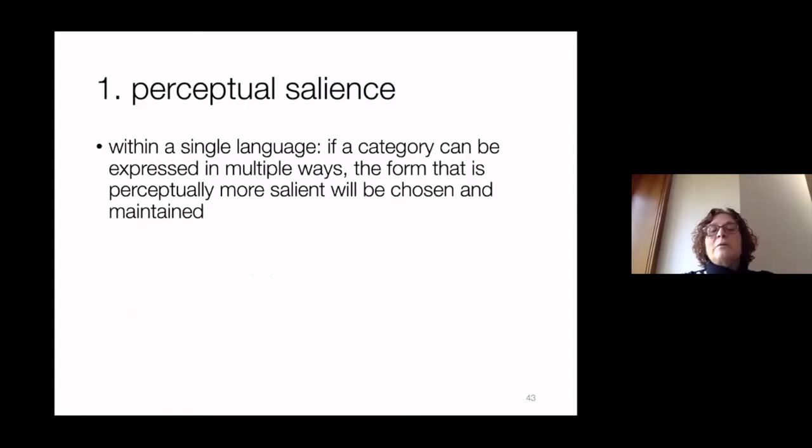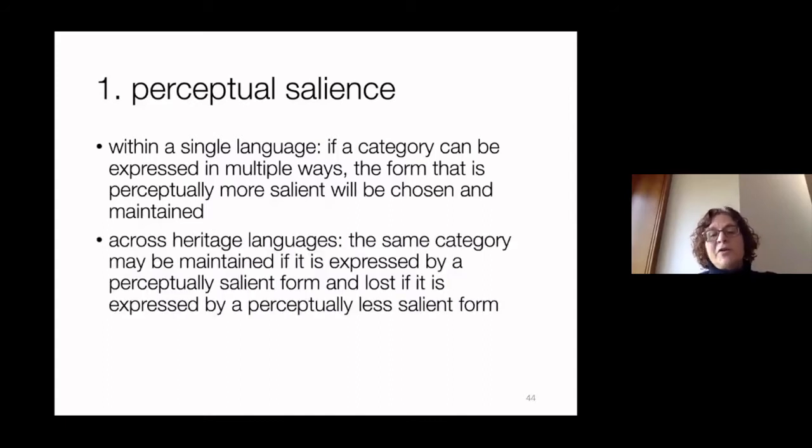So perceptual salience operates both within a language and across languages. Within a single language, if a category can be expressed in multiple ways, heritage languages invariably choose the form that is perceptually more salient. And that's not unique to heritage languages. We also find that in Creoles. For example, in Romance-based Creoles, all the pronouns are based on stronger pronouns. In a French-based Creole, you don't see pronouns based on je, you always have some form of moi, which is perceptually more salient.